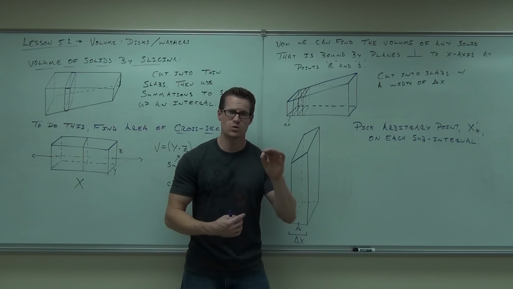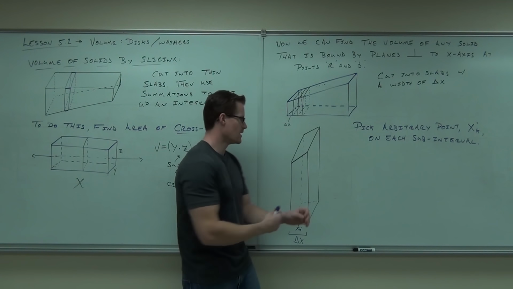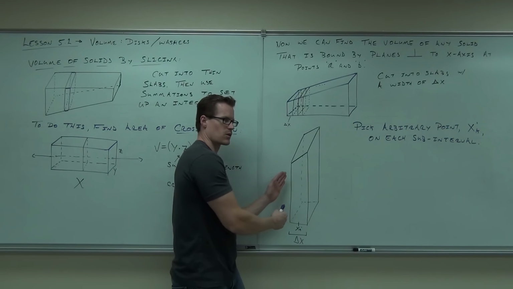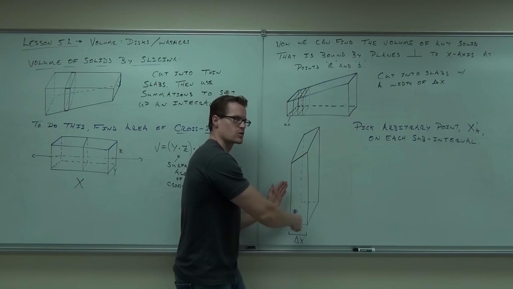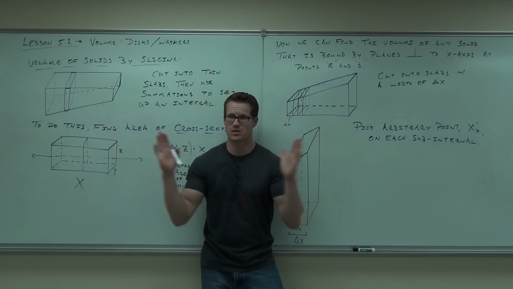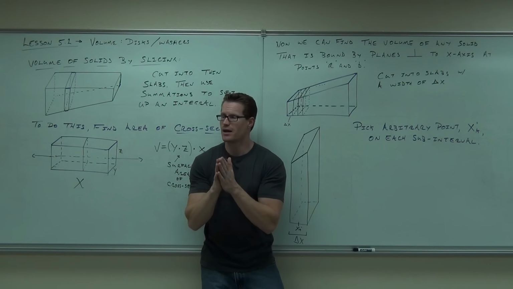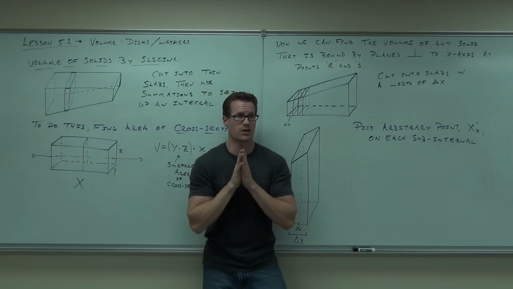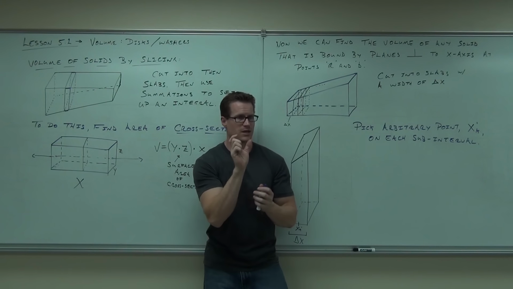So what I need to do is find some place to get the cross-sectional area. The place I choose to find my cross-sectional area isn't this far right one or this far left one necessarily. It's some arbitrary point, xk dot. We just talked about how xk dot really doesn't matter because I'm going to smash them together. So xk dot simply allows me to find my cross-sectional area of each subinterval.